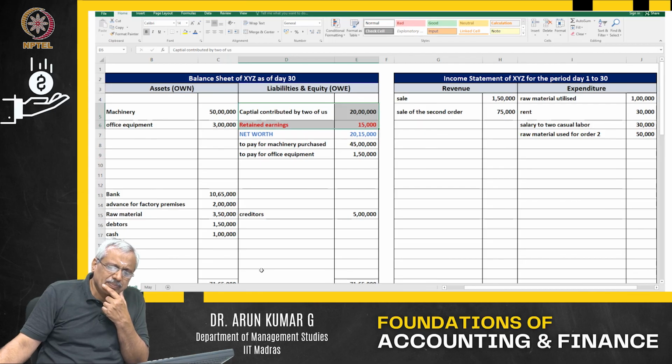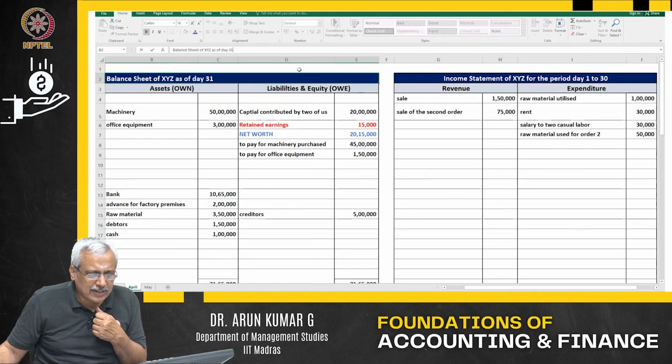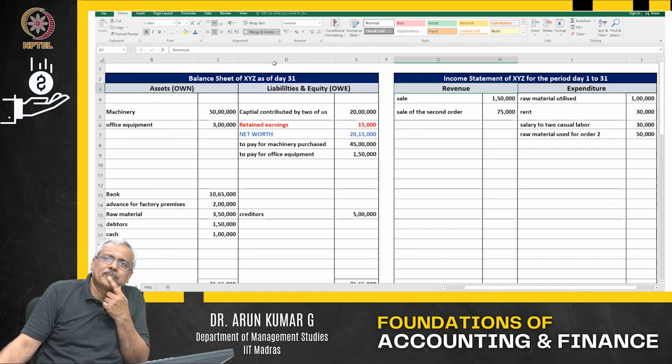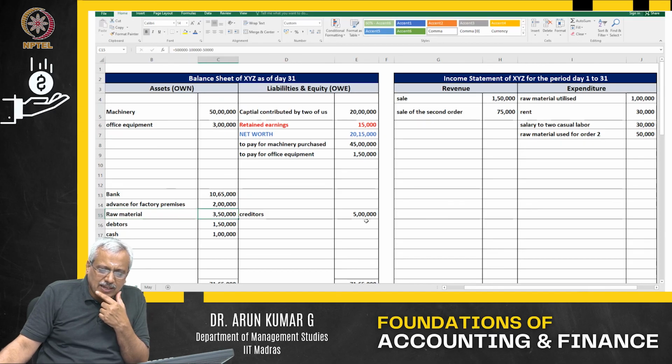For example, imagine it is the next day, this particular month has 31 days. So on day 31, the balance sheet is on a particular day and P&L is for a period, that is 31 days. I purchased raw material worth about 500,000 on credit. I have to pay. I purchased on how many days credit? 30-day credit. So what happens? I have to pay today on the 30-day credit.